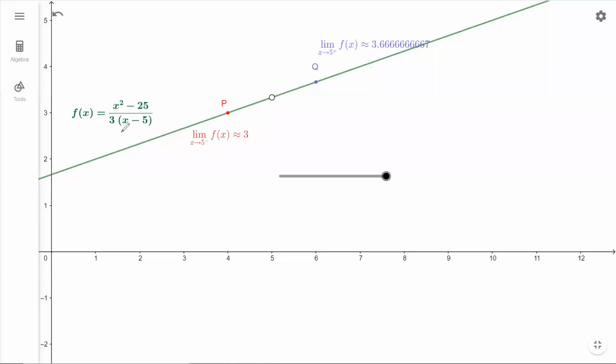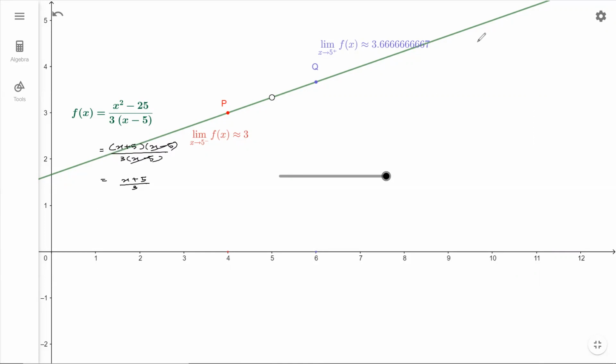If I were to factorize the x squared minus 25, that is the difference between two perfect squares, whereby we can factorize it into (x plus 5)(x minus 5) over 3 times (x minus 5). And you notice that x minus 5 can be cancelled. So we are left with (x plus 5) over 3. Isn't this in the form of mx plus c? That is the reason we have the straight line.